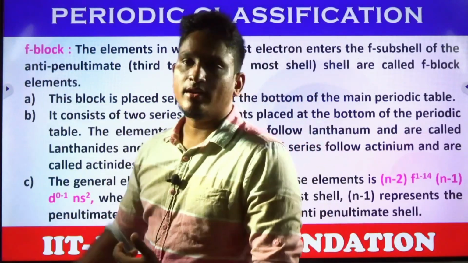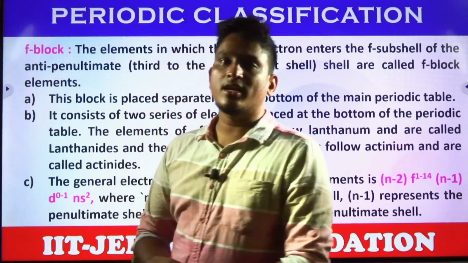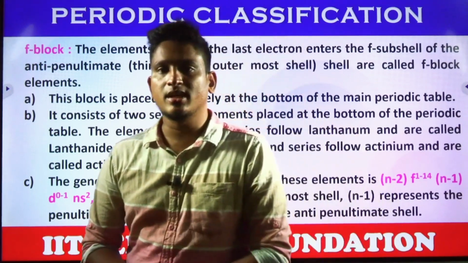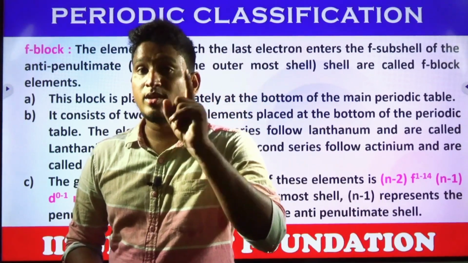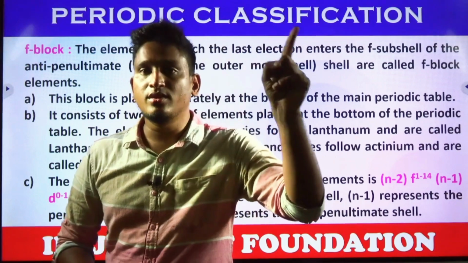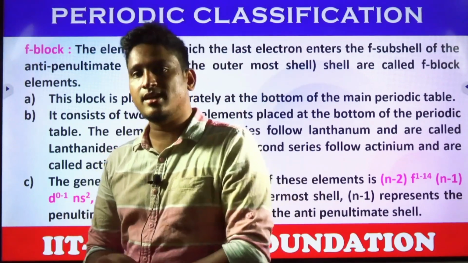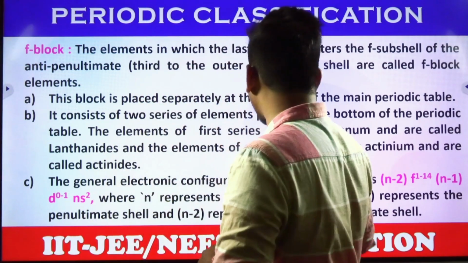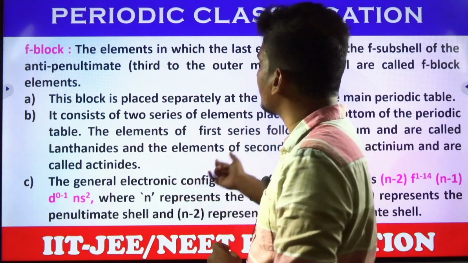So next, F block elements. What are F block elements? They are placed at the bottom of the periodic table. 4F and 5F, they belong to the third group. They belong to the 6th and 7th period, students. Lanthanides, actinides. 4F elements are called lanthanides. 5F elements are called actinides.